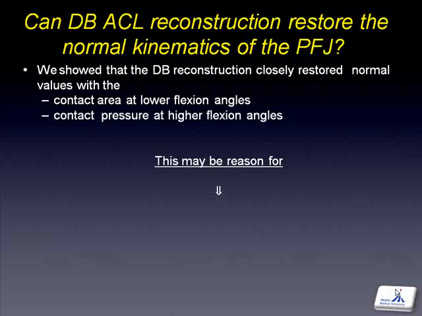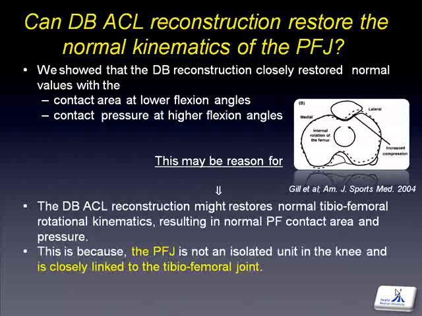We also showed that the double bundle reconstruction closely restored normal values with contact area at lower flexion angles and contact pressure at higher flexion angle. The double bundle ACL reconstruction might restore normal tibiofemoral rotational kinematics, resulting in normal PF contact area and pressure. This is because the patellofemoral joint is closely linked to the tibiofemoral joint.